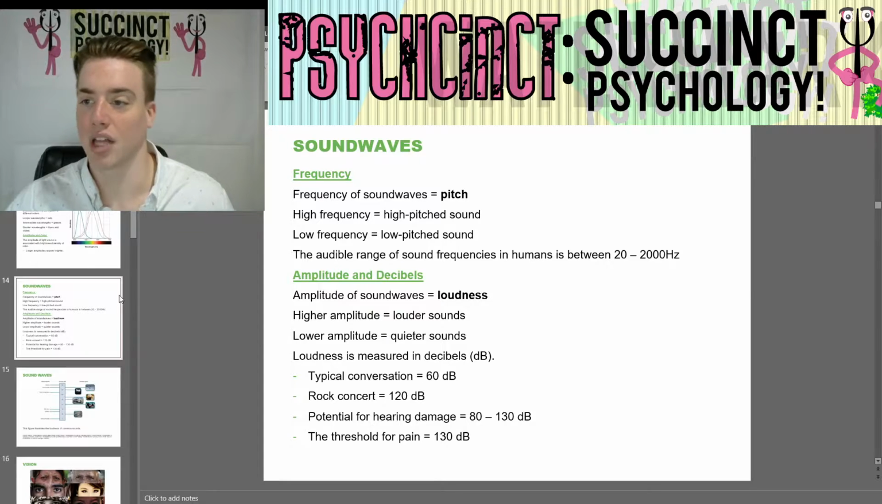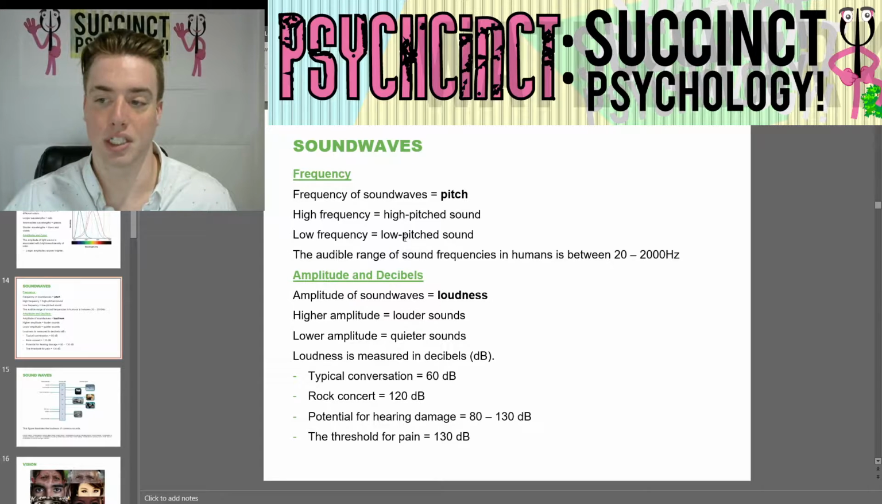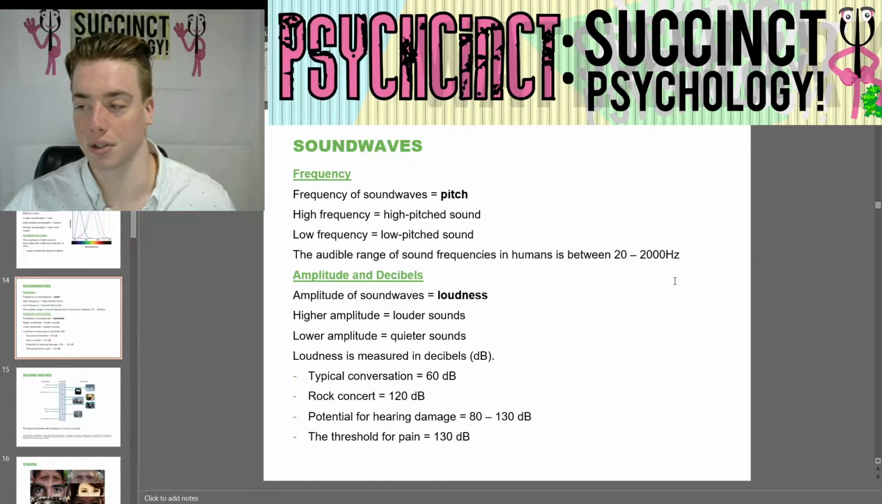Going on from light waves, we have sound waves. The frequency of sound waves equals the pitch. High frequency equals a high-pitched sound. Low frequency equals a low-pitched sound. The audible range of sound frequencies in humans is between 20 and 2,000 hertz.